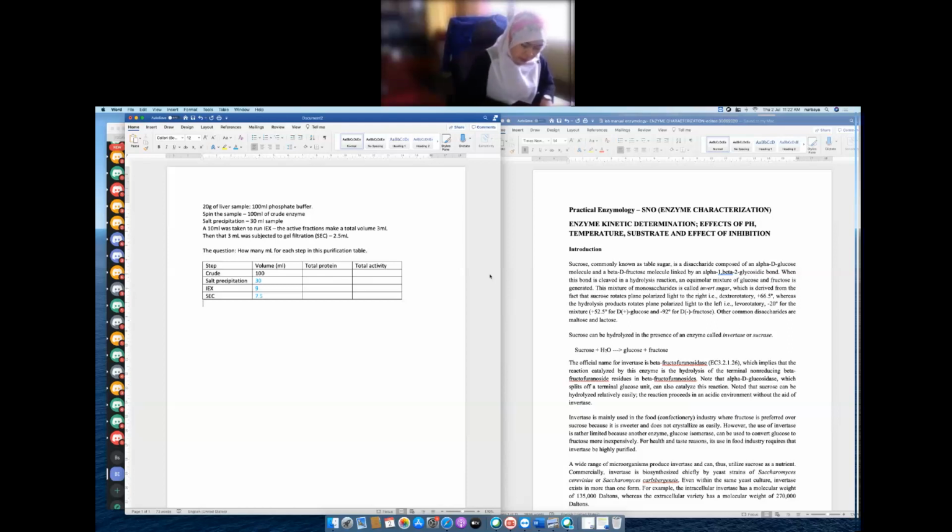Do you get it? Someone else? How do we get this? It is from, let me just type here, 2.5 mil. It is actually from 2.5 mil divided by 3 mil multiplied by 9, because we have 9 mil. Same goes to this side.